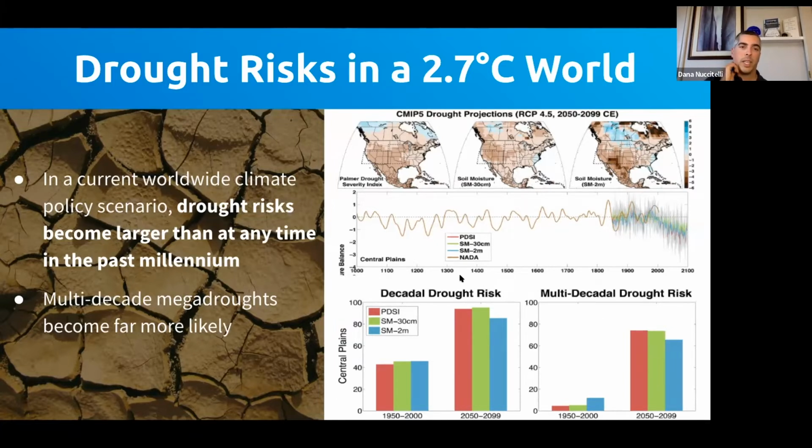And right now, drought risks in a current policy scenario become larger than at any time in the past millennium in the Southern Great Plains region, because higher temperatures cause more evaporation, which dries things out.